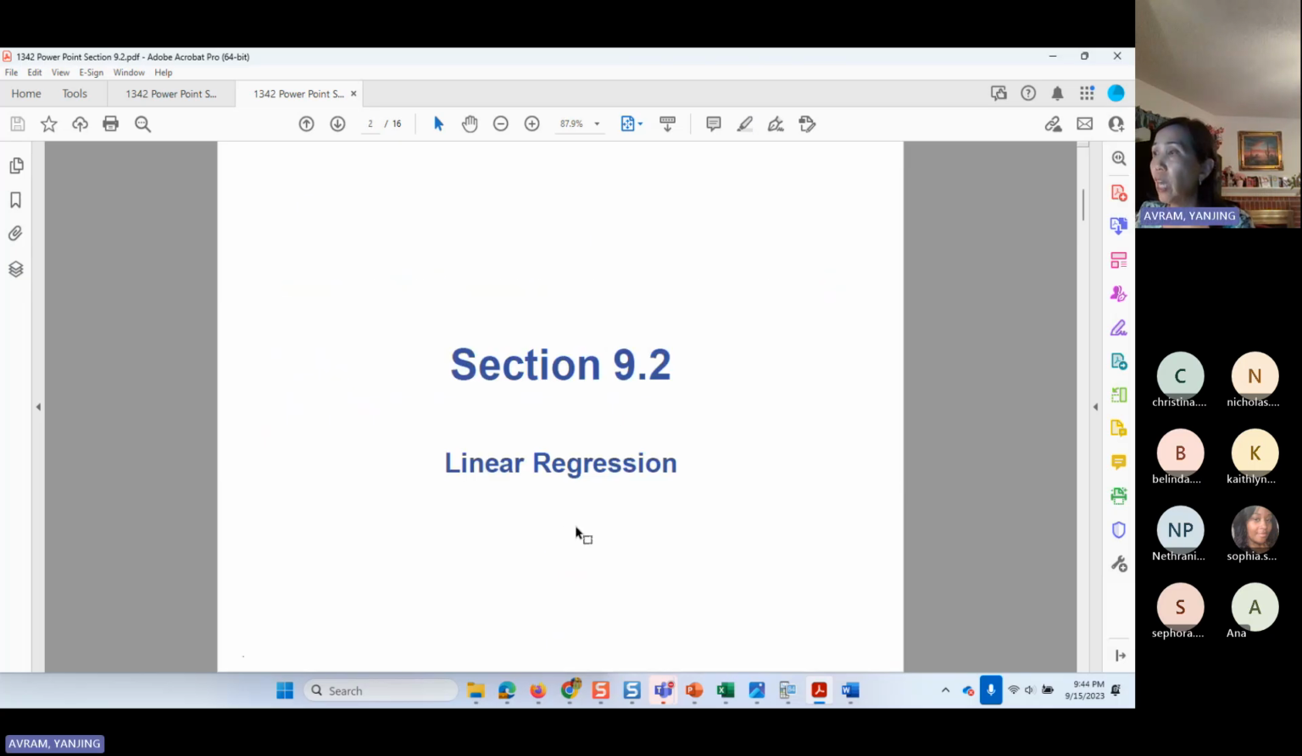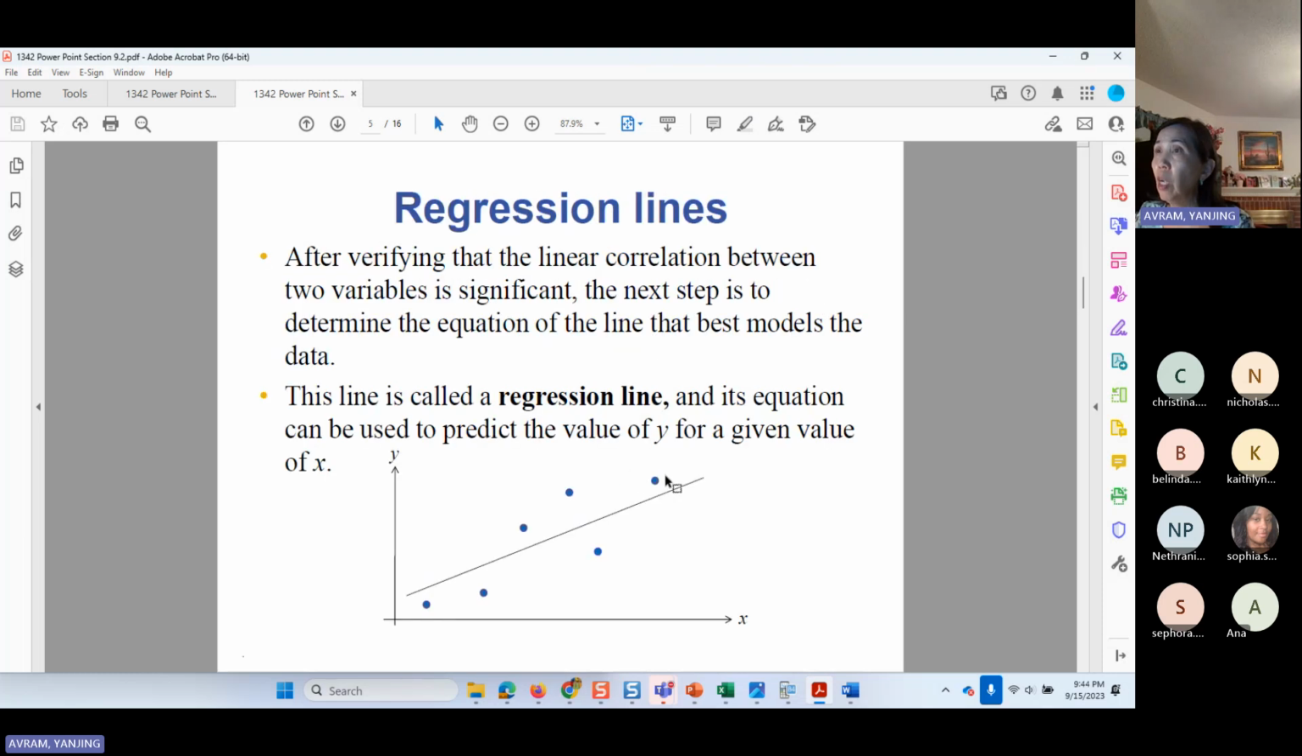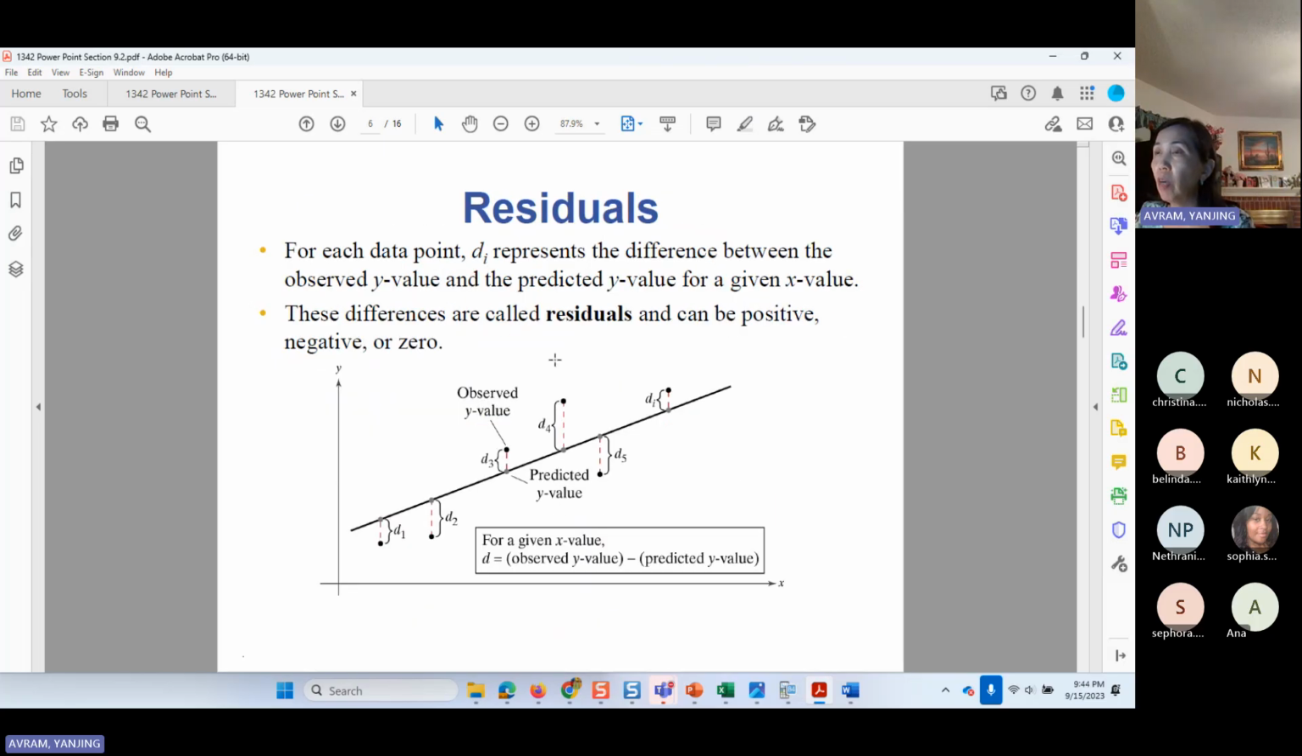Okay, so let's look at the last section here. It's called a linear regression, finding the y value using a regression equation, right? So this one is called a regression line. We're going to just drop a straight line in here, all right? And then you have a residual. Residual means it can be up or down in here, all right?